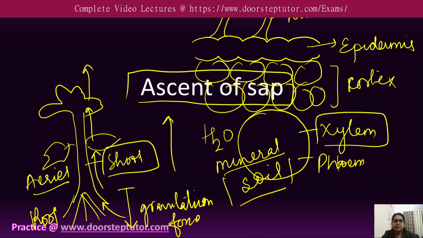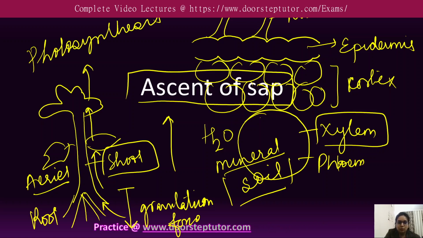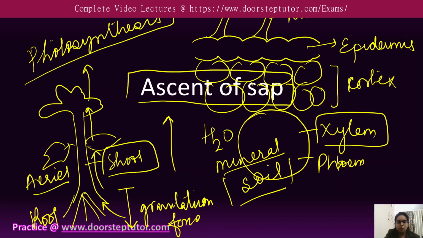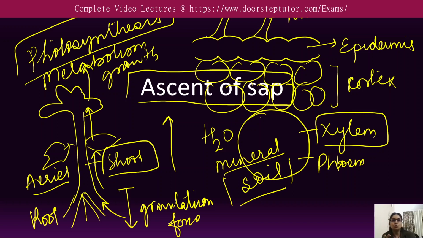This ascent of sap is very important. Why? Because it is crucial for the transport of water, minerals and nutrients from the roots to the leaves, where they are utilized in various physiological processes. Like we know that photosynthesis occurs in the leaves, which is one of the major physiological processes. Next, in the different metabolism and also in the growth of the plant. So this is all about the ascent of sap.